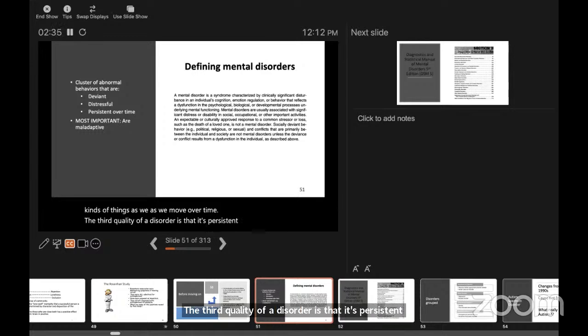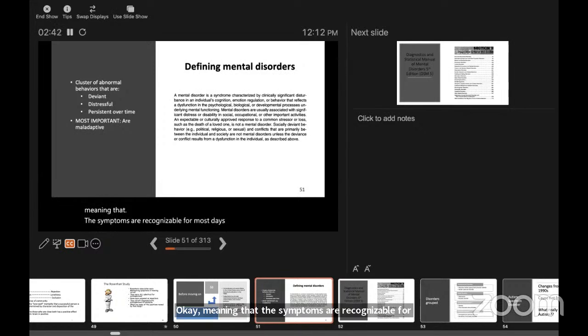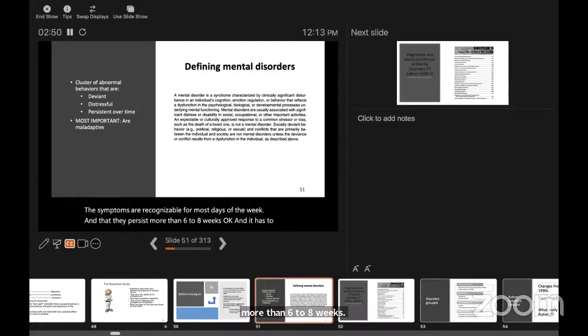Meaning that the symptoms are recognizable for most days of the week, and that they persist more than 6 to 8 weeks, okay? And it has to be consistent in those 6 to 8 weeks. Again, when we see a breakup of symptoms, so maybe it's depressive symptoms on Monday and Wednesday, it might be because you don't have any of my classes on those days, and that's depressed.